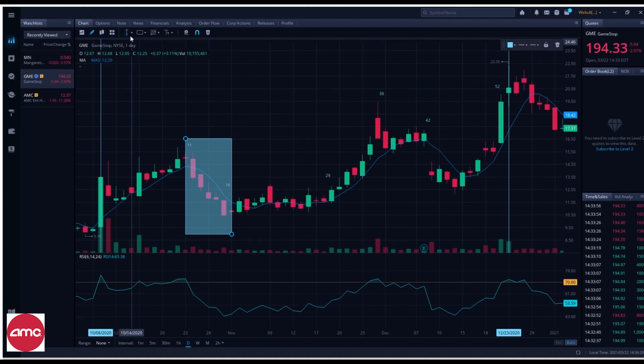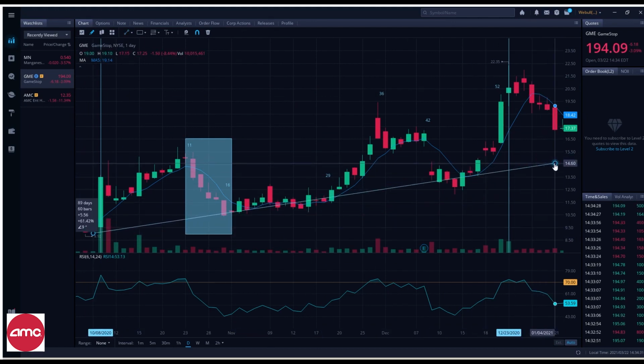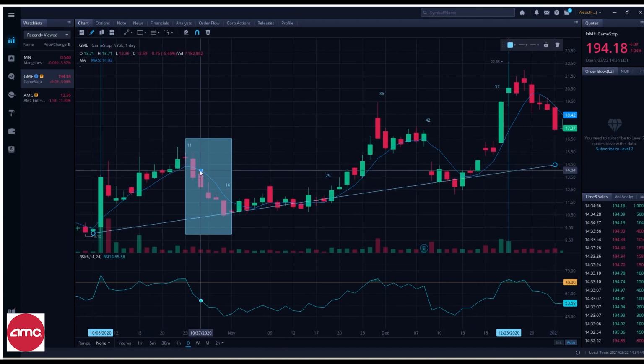But what matters is that it's on an upwards trend. That's the bigger picture here. Now let's say we are at $13. I know I'm looking at the GME chart, but in a hypothetical scenario, I'm just going to assume that this is the AMC chart. Okay?